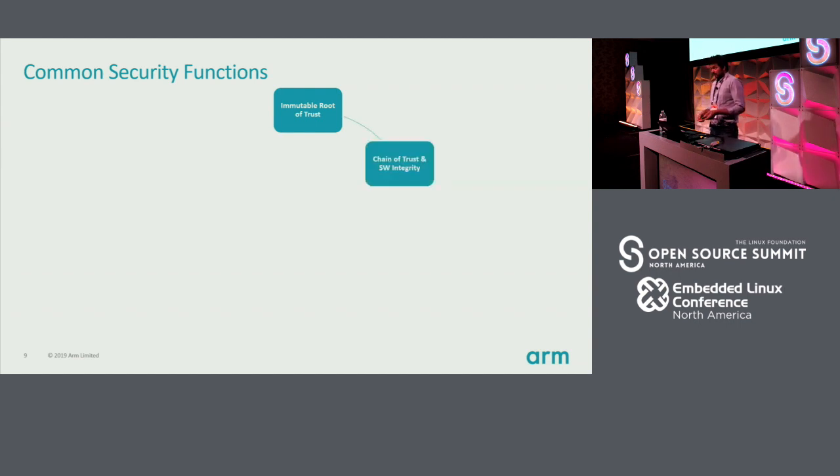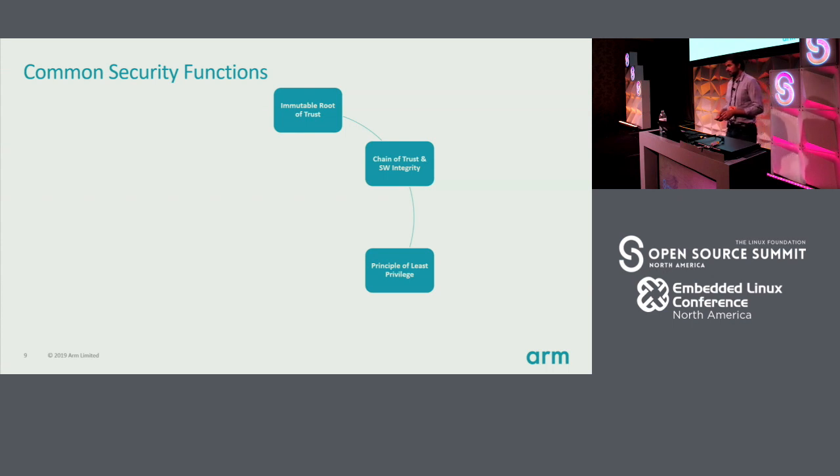That leads to the next stage, which is chain of trust and software integrity. You need to be able to prove your software all the way, starting from the boot ROM code to your application that you're running, maybe on top of Linux. So the whole chain needs to be verifiable.